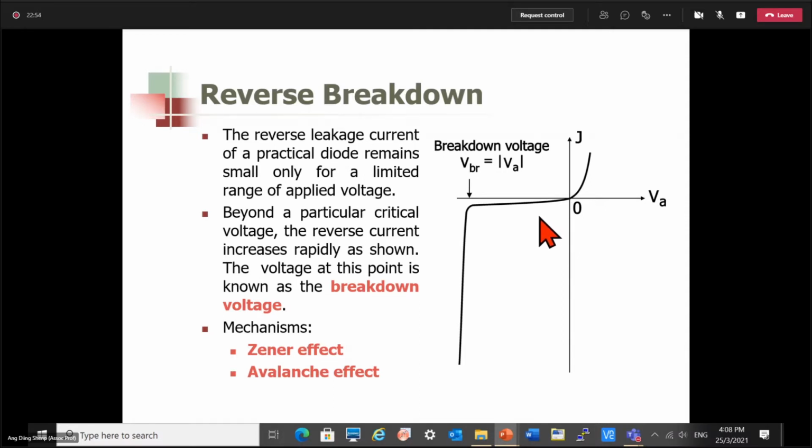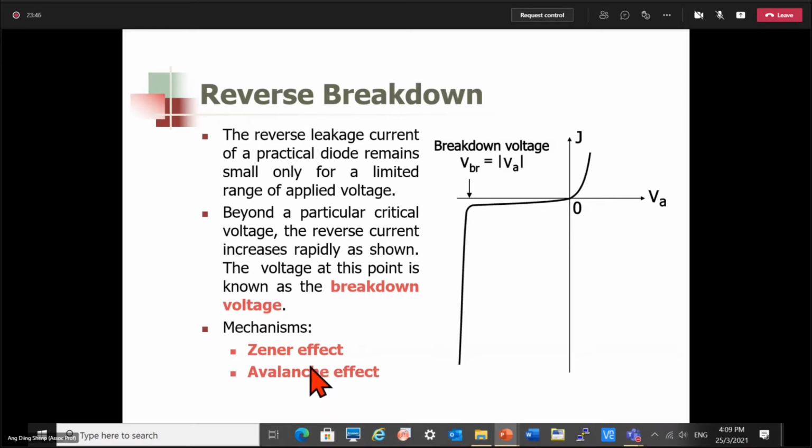Now, what we are interested in today is to understand why, when you keep increasing the reverse bias, there will be a point whereby the current through the diode will also increase very significantly, as shown here. The voltage at which this happens is called the breakdown voltage of the diode. In other words, the PN junction diode has suffered electrical breakdown. There are two mechanisms responsible for the electrical breakdown of a diode. The first one is due to the Zener tunneling effect, and the second one is the avalanche effect. We'll discuss each of them in turn.